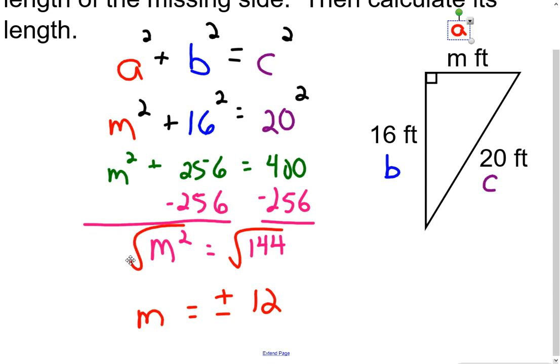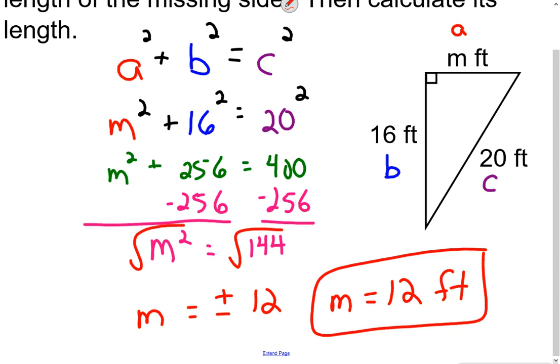Therefore, when we're all done, we will answer this question and say that m, for our problem, will equal 12, and then we want to put our label on it, feet. So there's our final answer. I know the equation said that there were two solutions, but because we're dealing with a triangle and side lengths, there's only one solution to this one.